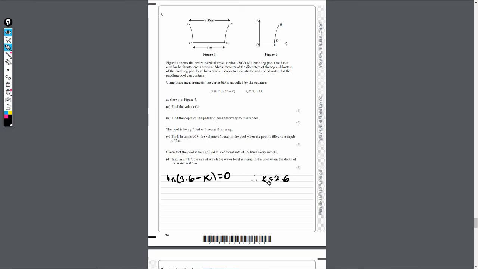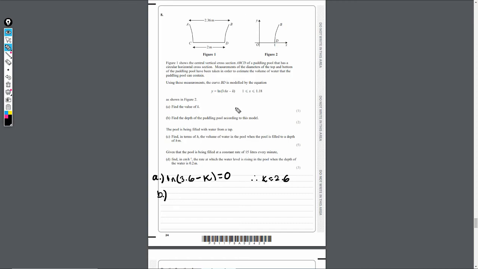Okay, so k, believe it or not, my writing's just gone very off there. K is equal to 2.6. So that's part A done. So we just mark that in. Now part B, what's part B asking us to do? Well, part B says find the depth of the paddling pool according to this model. So again, we're using this model here, and we want to know what the depth of the paddling pool is.